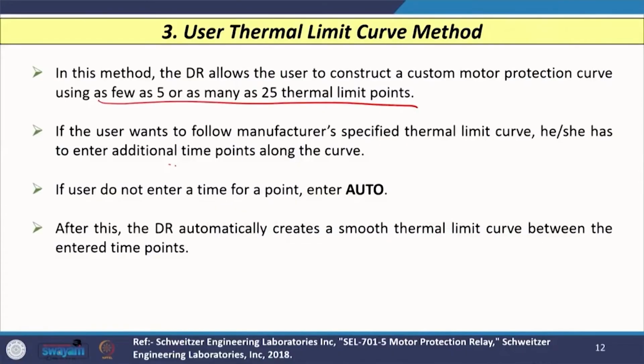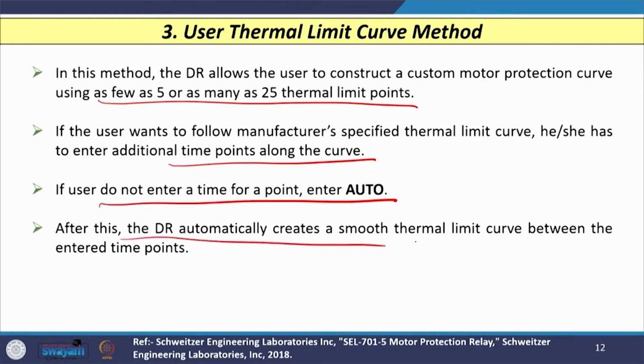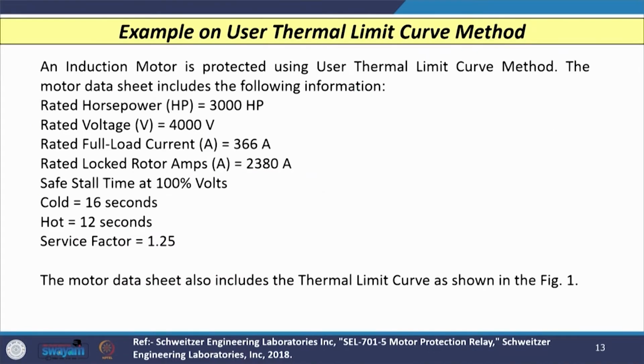If the user wants to follow the manufacturer specified thermal limit curve, then the user is free to follow that, and the user has to enter additional time points along the curve. However, if the user does not want this, and this is given in auto mode, then the digital relay automatically calculates a smooth thermal limit curve between the entered time points. So, let us see how this can be achieved.